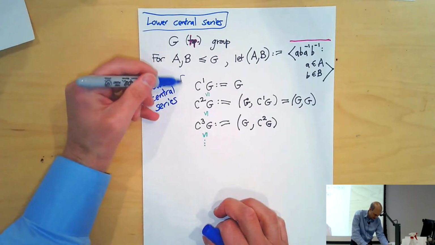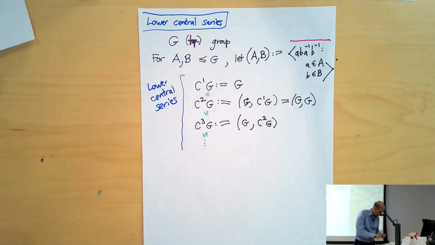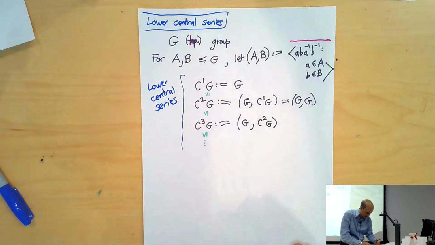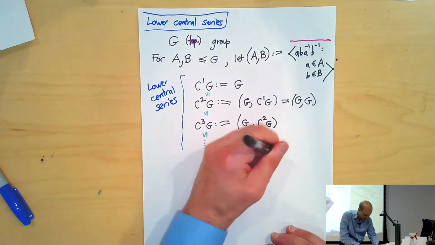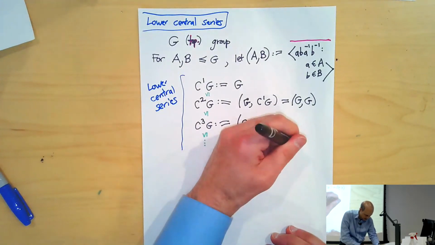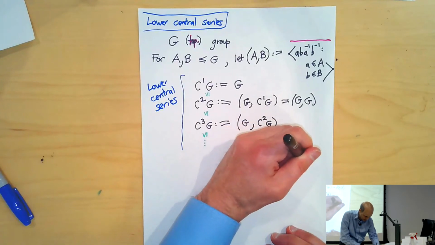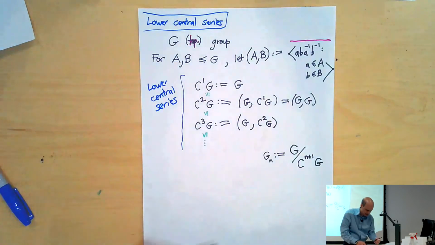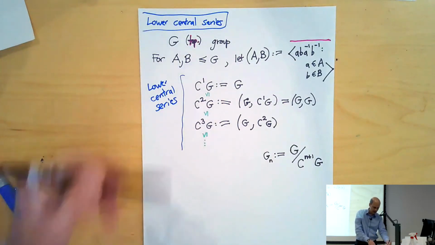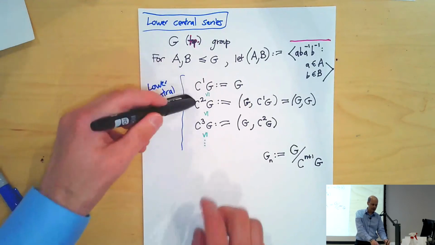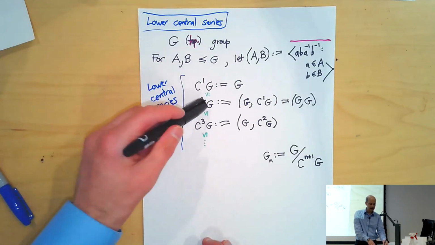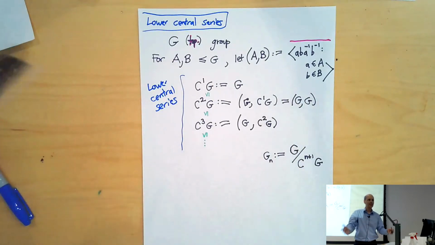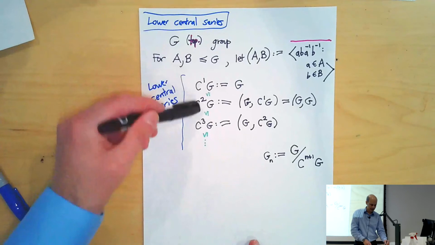Okay, so that's what this is. And out of this, you can form the quotients. You can define also G sub n to be G modulo C_{n+1} G. Maybe I should say something about the numbering here. The reason for starting with 1 and going 2, 3, 4, if you do it this way, is that if you take Ci of G, commutator with Cj of G, it lands inside C_{i+j}. Like C1 and C1 land in C2.